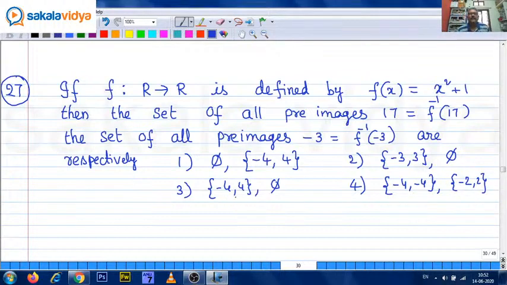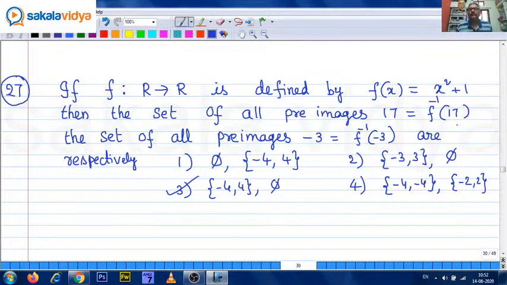That means, see, first one, if you substitute, minus 4 square is 16 plus 1 is 17. 4 square is 16 plus 1 is 17. For this one, actually, minus 3. x square plus 1 is equal to minus 3. Understood now? x square is equal to minus 4. No real value. That's why third option is the right option.